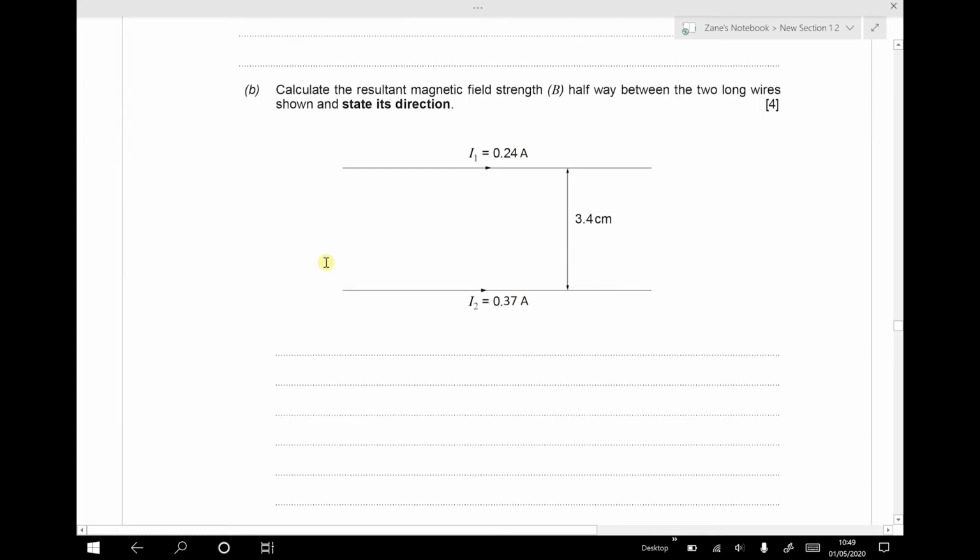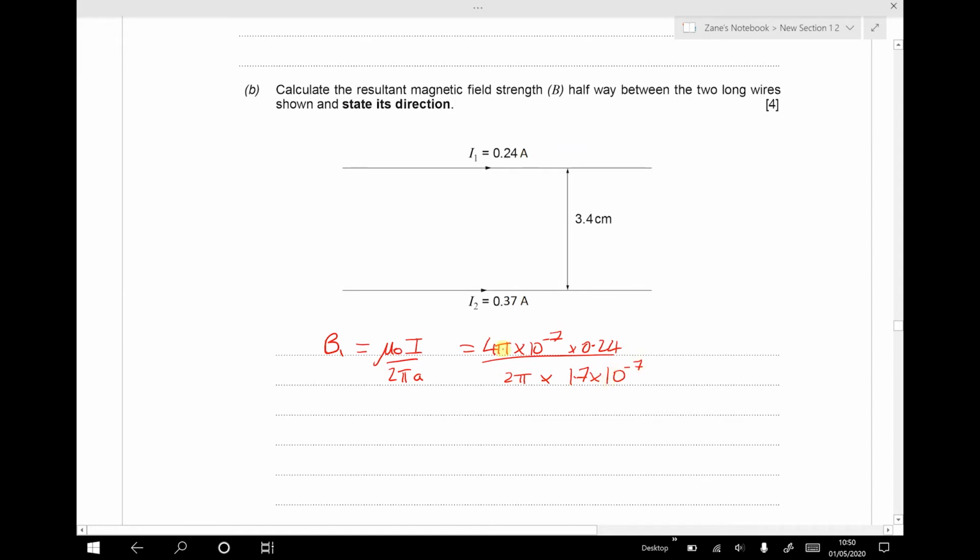For part B, we've got to calculate the resultant magnetic field strength halfway between two long wires shown in the diagram, and we've got to state its direction. So first of all, let's consider B1, which will be the field due to wire 1. The formula again in the data book is mu naught I over 2 pi a. So it's going to be 4 pi times 10 to the minus 7 times 0.24 over 2 pi times 1.7 centimeters, because we're looking at the midway point between the two wires.